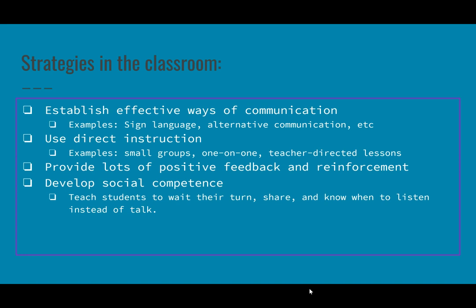Some strategies that can be used in classrooms with students that have autism are just establishing an effective way of communication. So, this can be by using sign language, an alternative communication, or any other communication that the student feels more comfortable using. Use direct instruction. This can be done by using small group instruction, one on one, teacher directed lessons, just whatever, again, the student is more comfortable in learning setting. Provide lots of positive feedback and reinforcement, and develop social competence. So, this can be by teaching students to wait their turn, share, and know when to listen instead of talk.